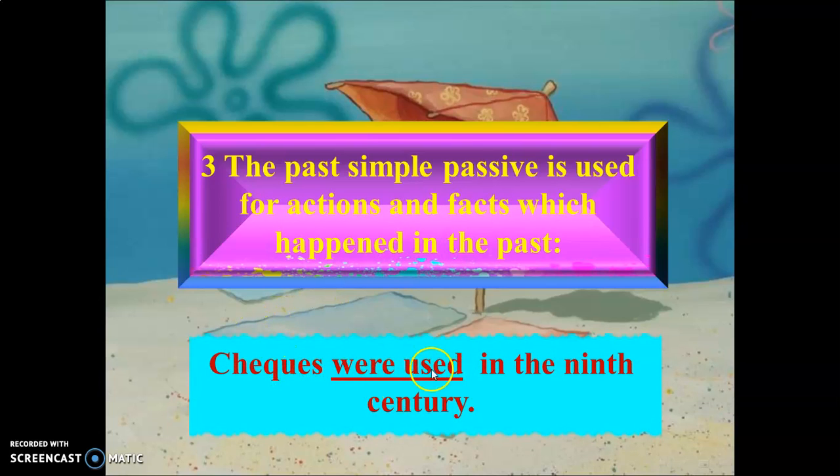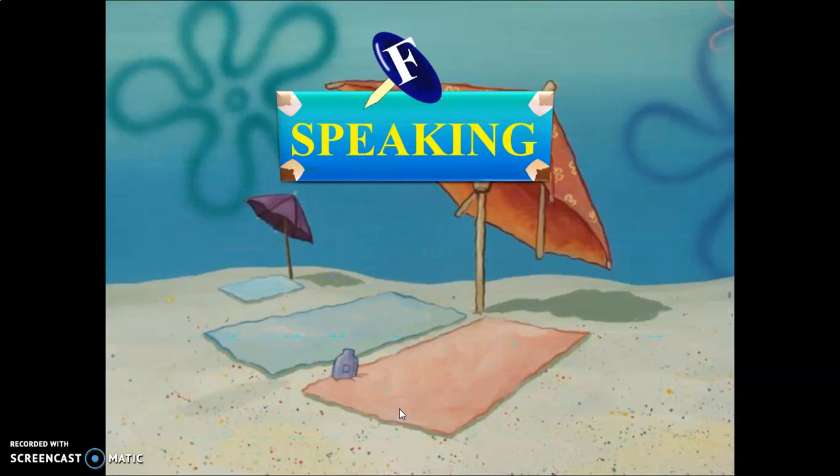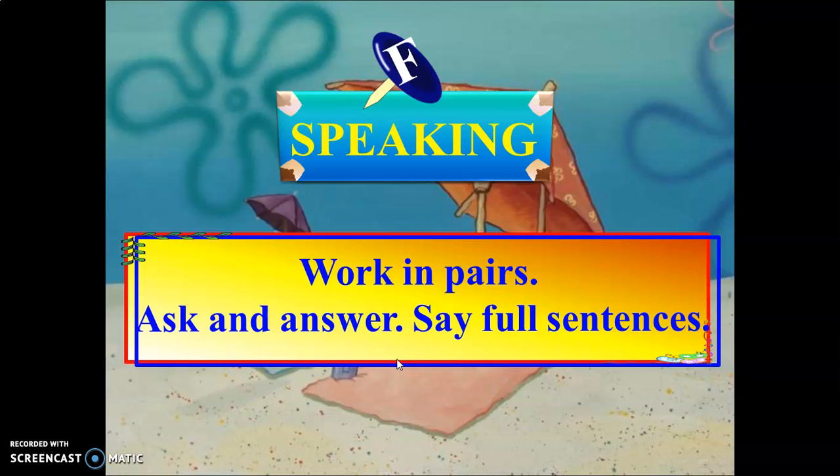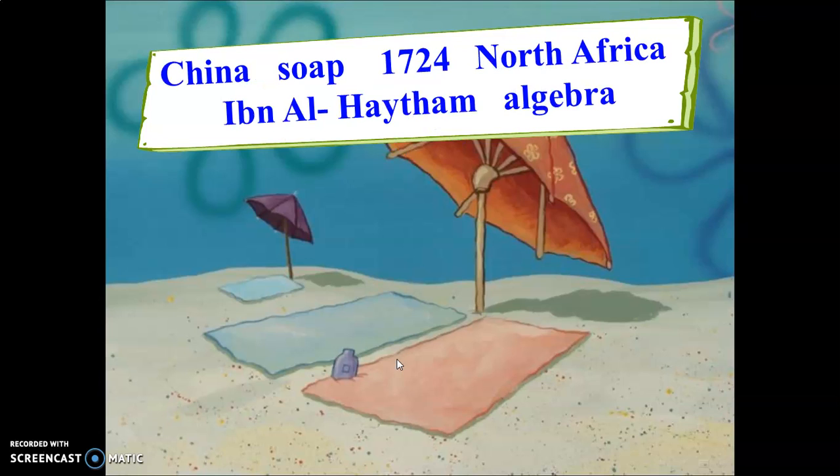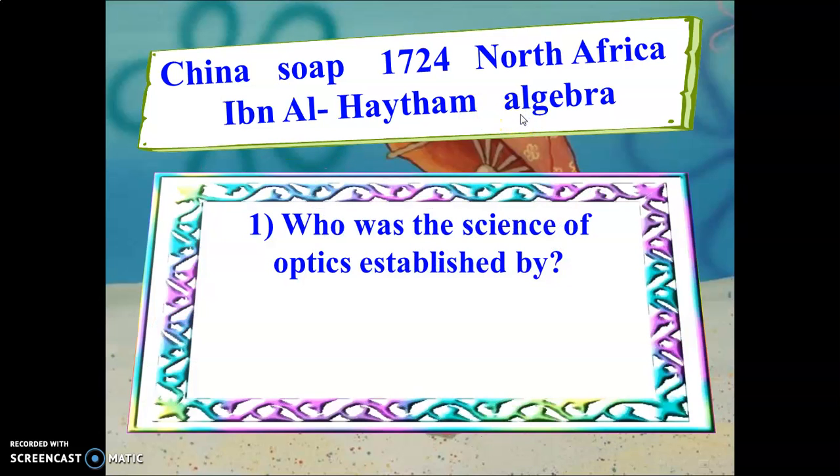Checks were used. This is where verb to be in past and past participle, in the 9th century. That's the predicate of that sentence. Speaking. Compare, ask and answer. Say false sentences. China, 1724, North Africa, Ibn al-Haytham, algebra. We'll use these words to answer these questions.